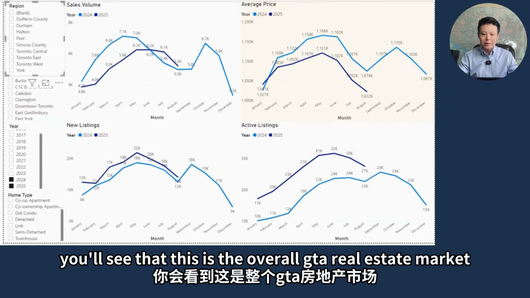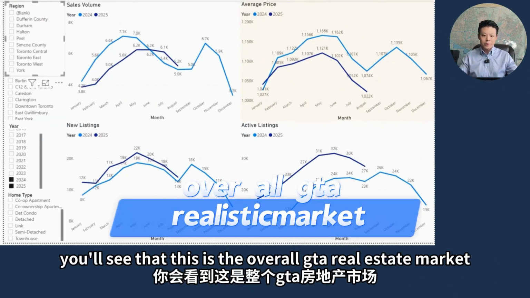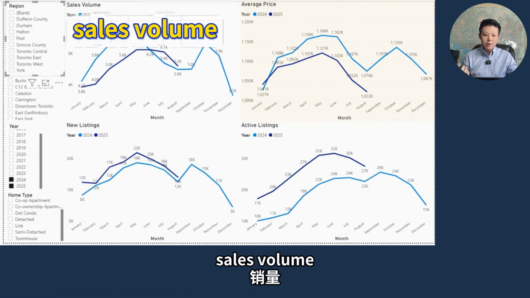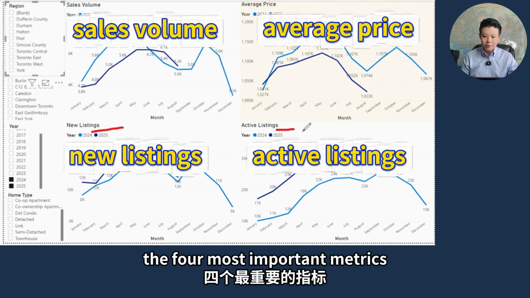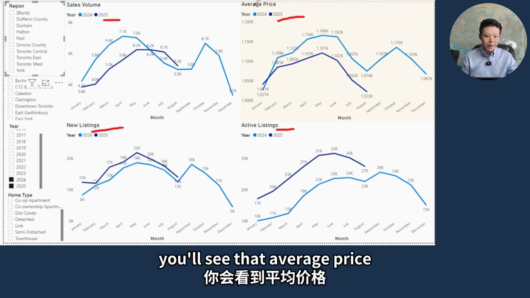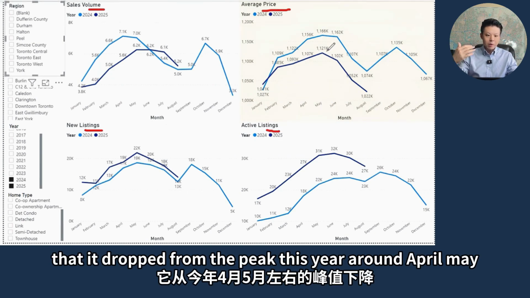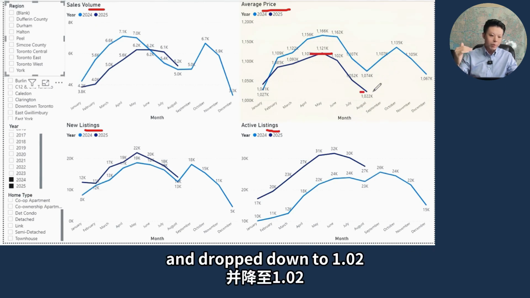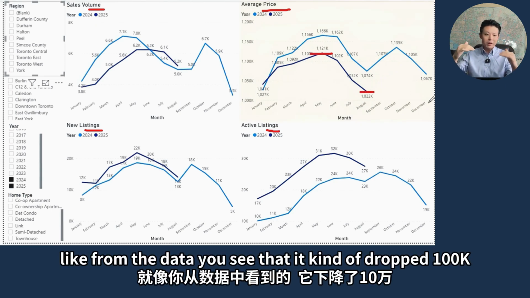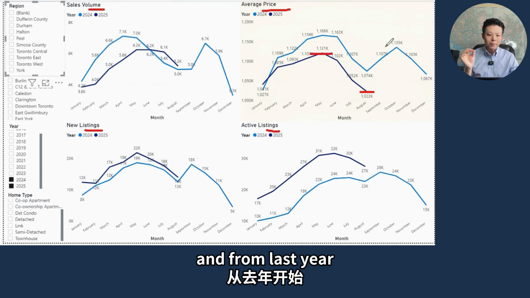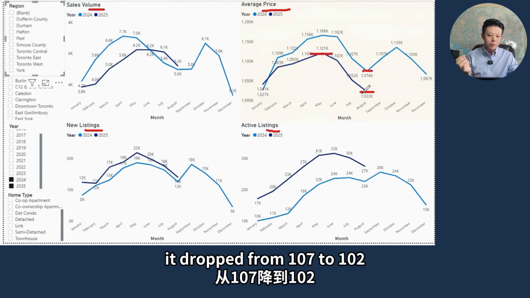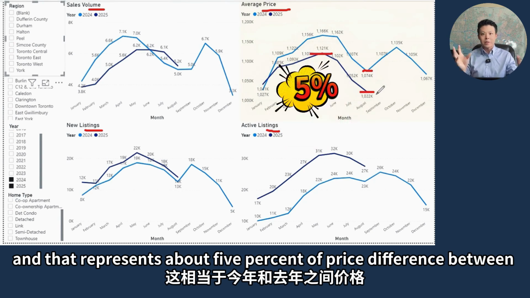Now on the screen, you'll see the overall GTA real estate market in terms of sales volume, average price, new listings and active listings, the four most important metrics. First and foremost, the average price dropped from the peak this year around April, May at 1.12 to 1.02. From the data, it dropped about 100,000 across just a few months. From last year, it dropped from 107 to 102, about $50,000, which represents about 5% of price difference between this year and last year.